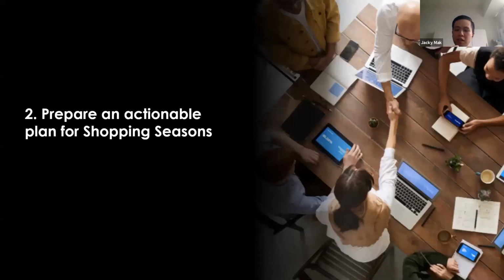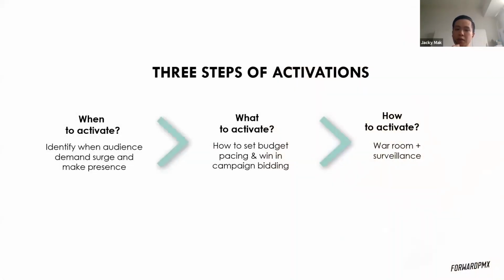So second is about how we should prepare an actionable plan for your shopping season. There are three things that we think will affect our activation. First is when shall we activate. Second is what to activate, and how we should change our campaign settings. And finally is how we should activate on the mega sales day.